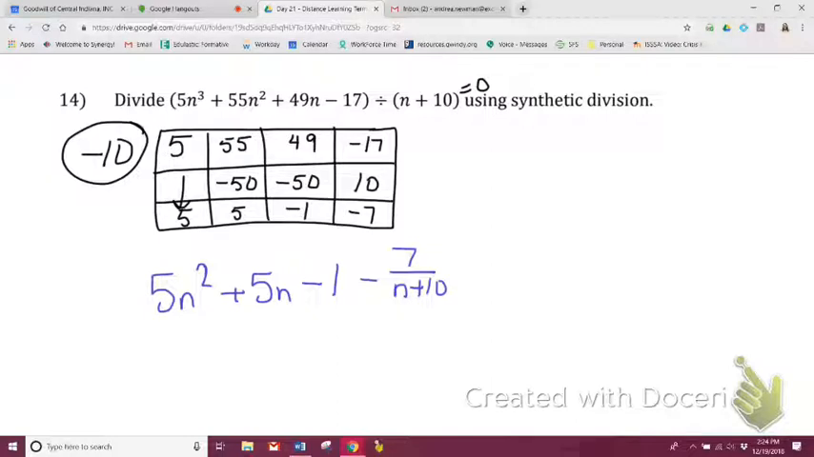Your answer is always one exponent less than the start. If you start with x to the third, your answer's going to have x squared as your first term. If you start with n to the fifth, it'll be n to the fourth. So if I give you x to the 12th, which is not going to happen, your answer's going to start with x to the 11th. It's always one less than.